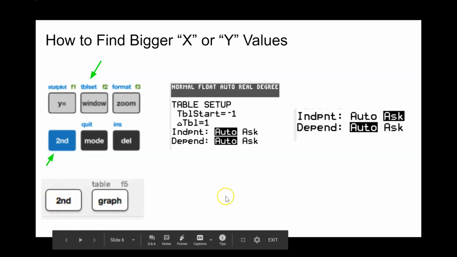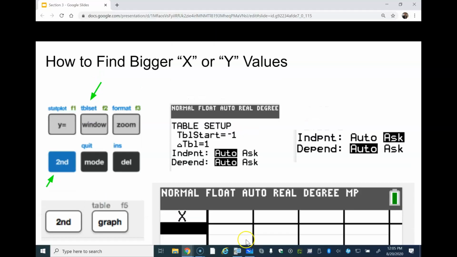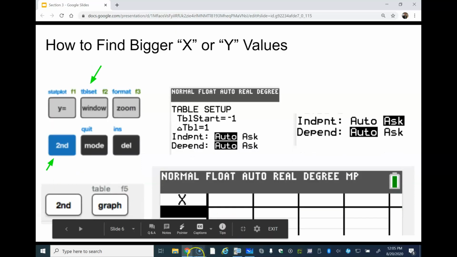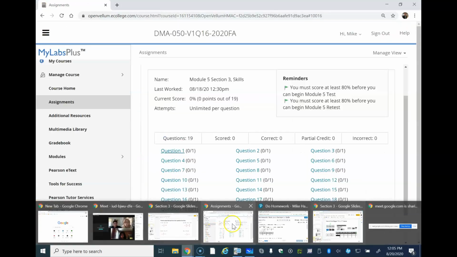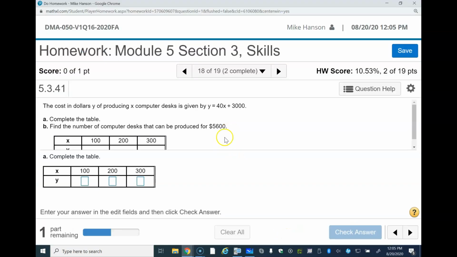That's when we hit second graph, and then we're getting a blank screen because the calculator is now asking, once you put the equation in, what number do you want us to find first? So going back to the math class problem, once we put this in, you type in 100, hit enter, and it'll spit out the number for you. It'll actually perform the math for you. 100 times 40 plus 3,000 gives you the answer for this one, and then this one, and this one.